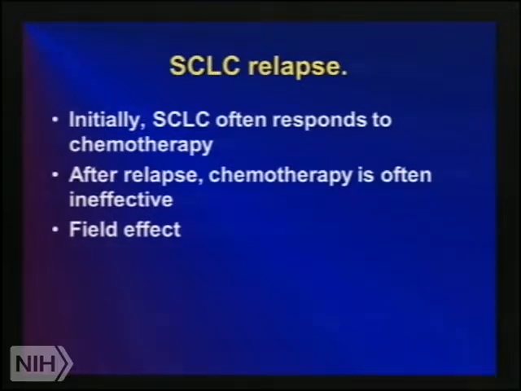So initially, small cell lung cancer often responds to chemotherapy, but then the patients undergo relapse, and the chemotherapy becomes ineffective. And this results primarily because of the field effect. And with lung cancer, it takes so long for it to develop, 20 to 30 years, that initially you have one clone of cells. And this first clone grows out, may be responsive to chemotherapy, and so that clone is killed. But then the second clone grows out. The second clone of cells is resistant to chemotherapy, and that's what kills the patient. So this is what's referred to as the field effect.